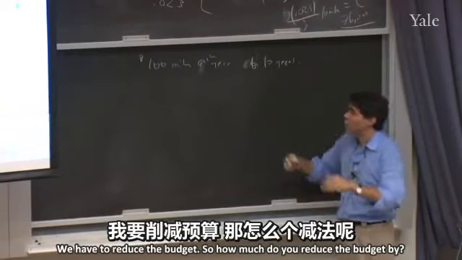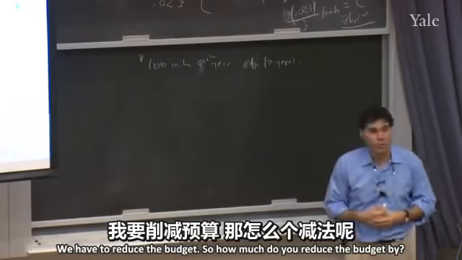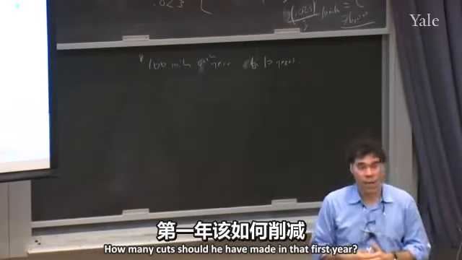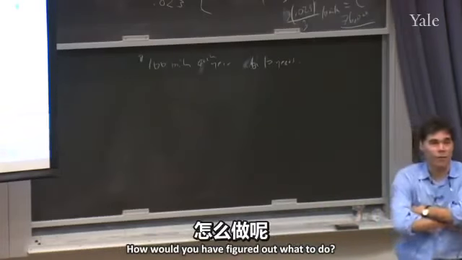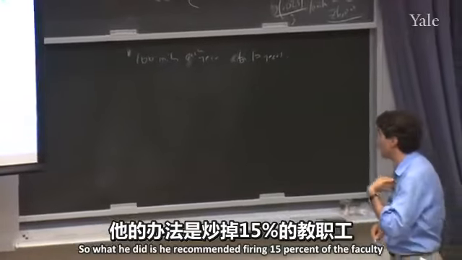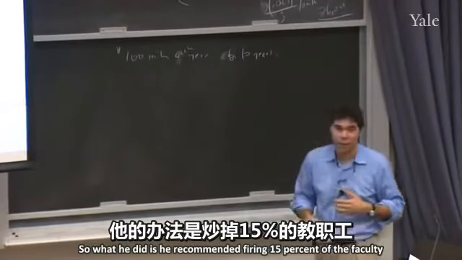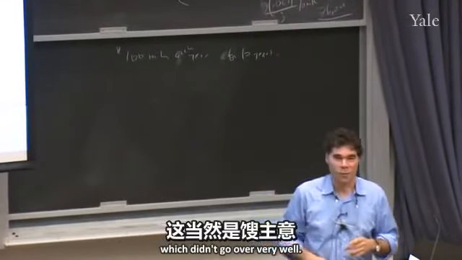We have to reduce the budget. So how much do you reduce the budget by? How many cuts should he have made in that first year? How would you figure out what to do? Okay, so what he did is he recommended firing 15% of the faculty, which didn't go over very well.